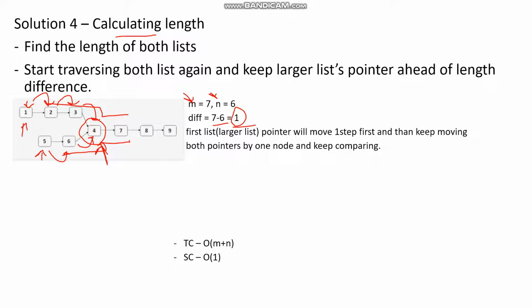So what will be the time complexity? Time complexity will be O(m plus n), because we are finding the length of both the linked lists. O(m) for finding the length of linked list 1 and O(n) for finding the length of linked list 2. Combining both, O(m plus n). And space complexity will be O(1), because we are not using any extra space.